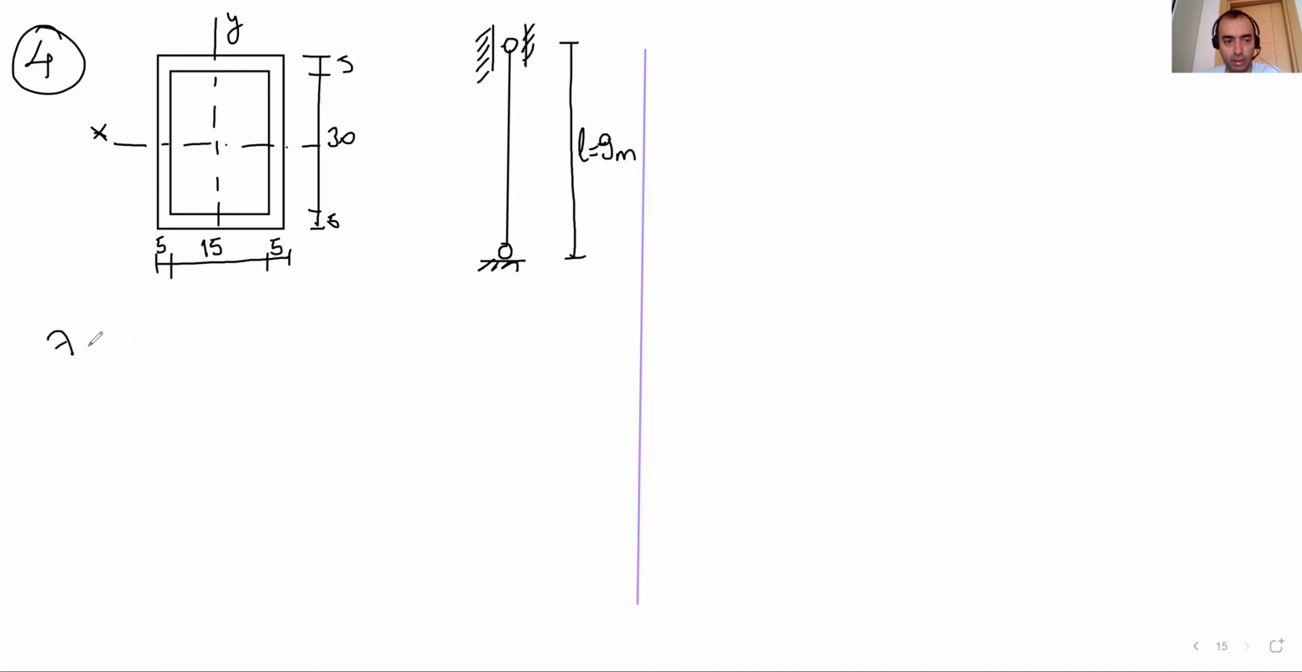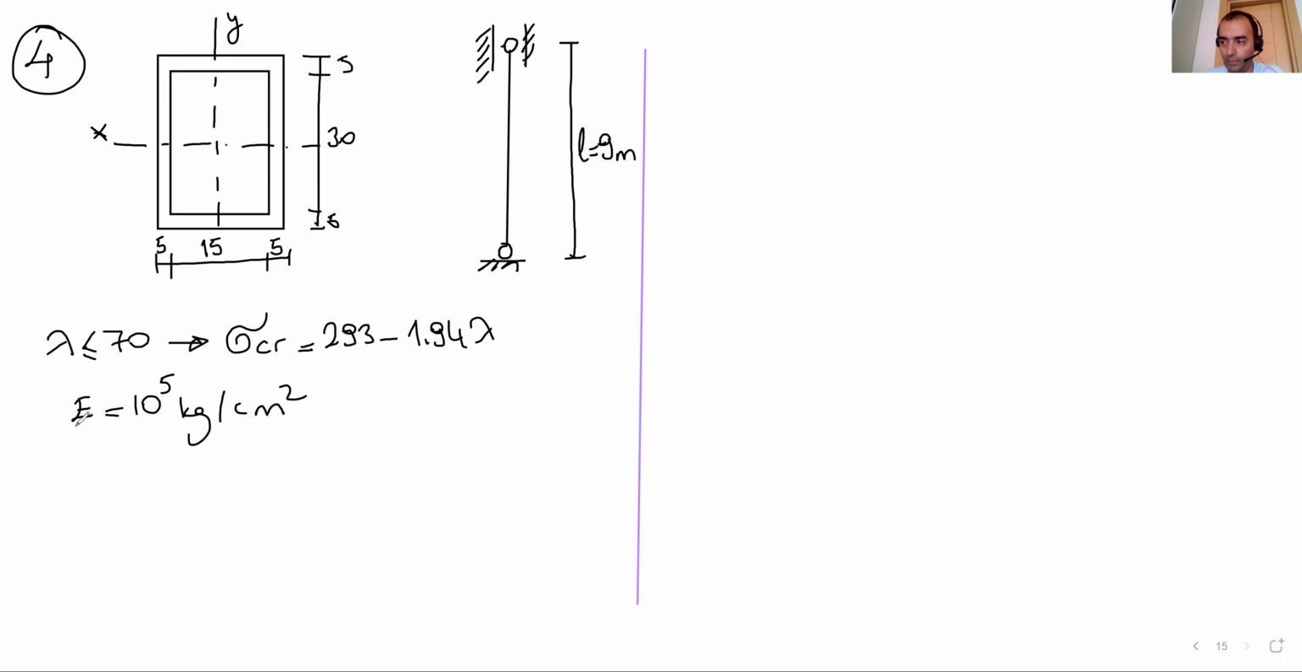Here is lambda. If lambda is less than 70, sigma critical is minus this one. E is this one. N is 3.5. This is the factor of safety. Sigma allowable for the material. Okay.